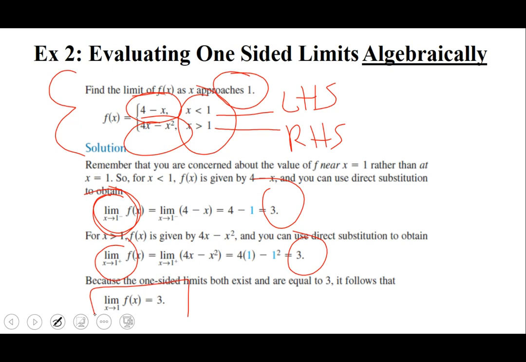So again, this is just a little different, showing that you can find a one-sided limit algebraically as long as there is a resulting value that's not 0 over 0. And then more specifically, here for piecewise functions, you have to make sure you're using the appropriate piece.